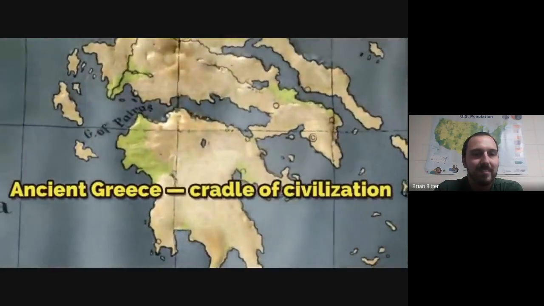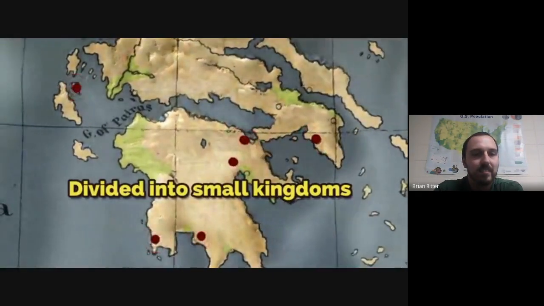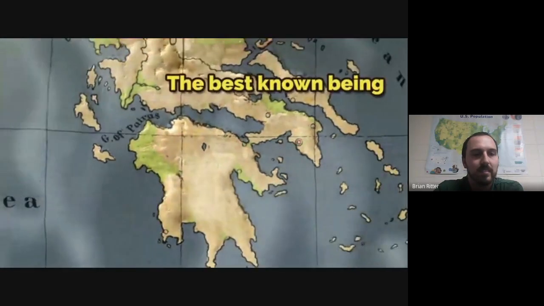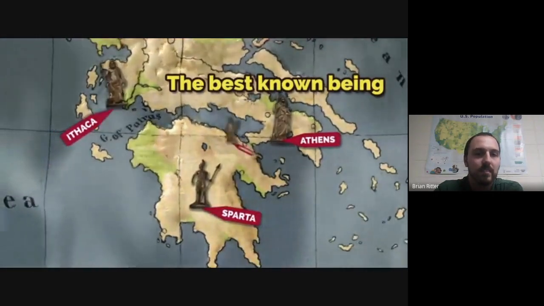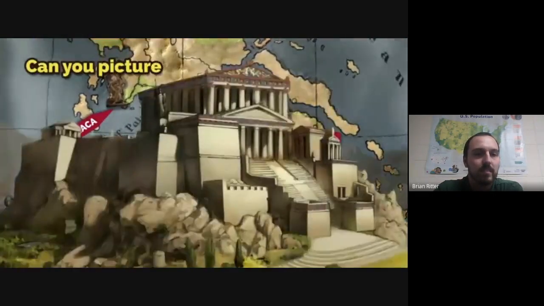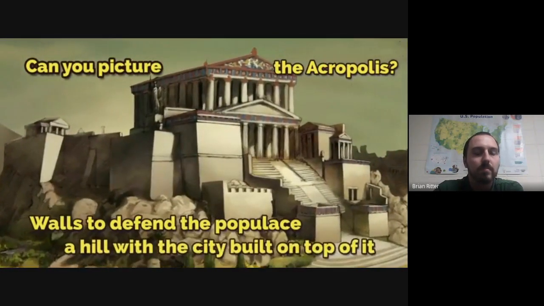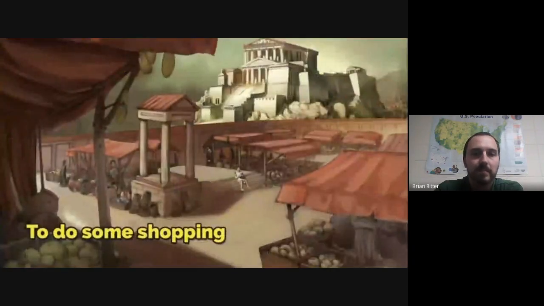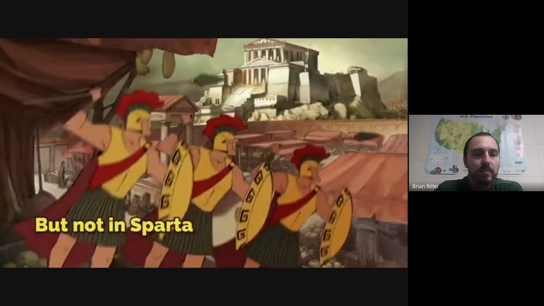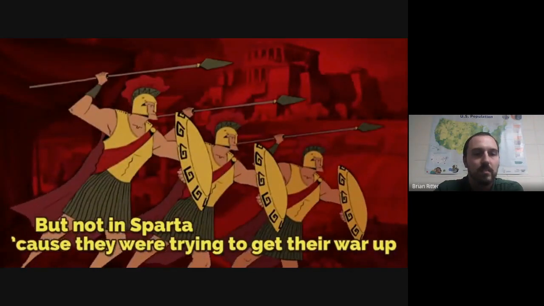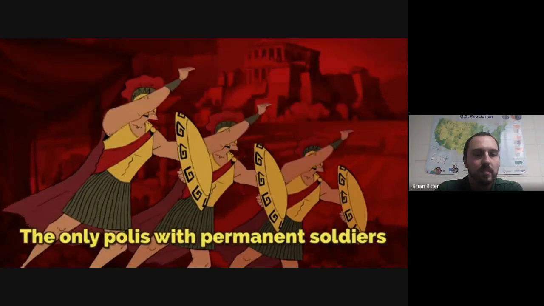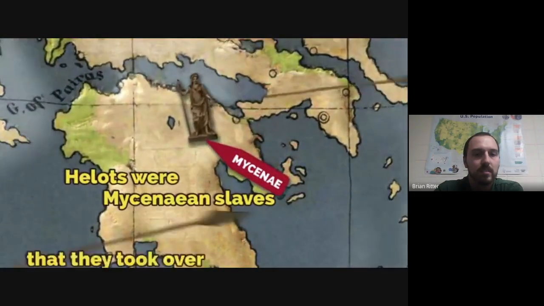Ancient Greece, cradle of civilization, divided into small kingdoms or city-states, with the best known being Athens, Sparta, and Ithaca, Corinth, Pylos, Mycenae. Can you picture the Acropolis? Walls to defend the populace, a hill with the city built on top of it. To do some shopping you could hit the Agora, but not in Sparta, because they were trying to get their war up. The only palace with permanent soldiers, helots were Messenian slaves that they took over.